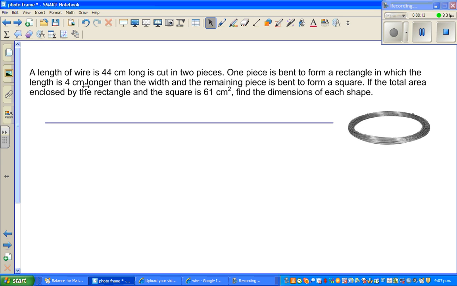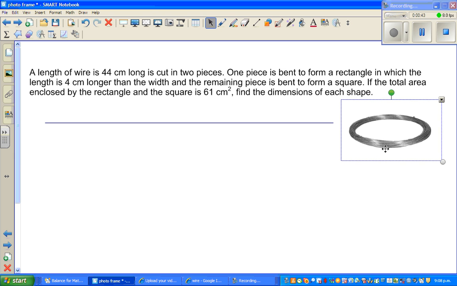A length of wire 44 centimeters long is cut in two pieces. One piece is bent to form a rectangle in which the length is 4 centimeters longer than the width. And the remaining piece is bent to form a square. If the total area enclosed by the rectangle and the square is 61 centimeters squared, find the dimensions of each shape.